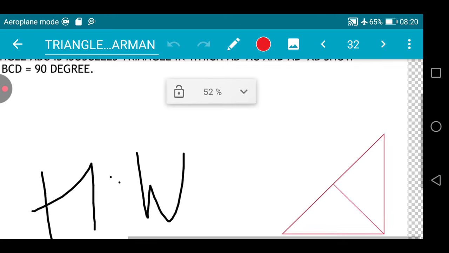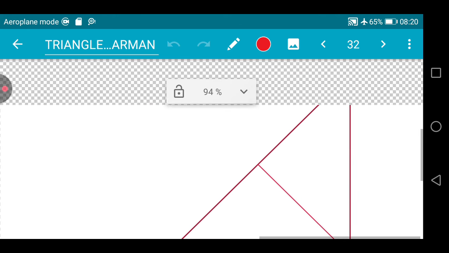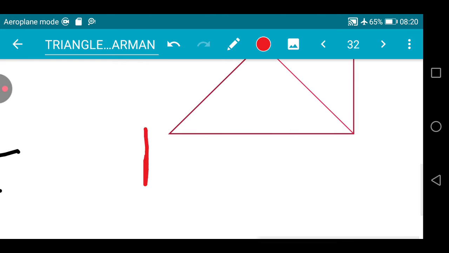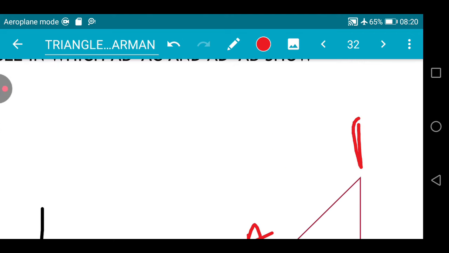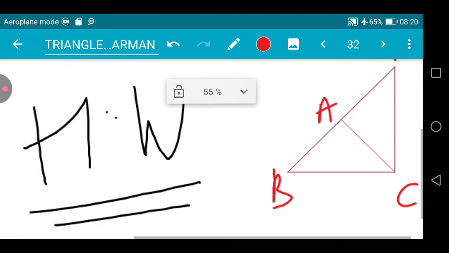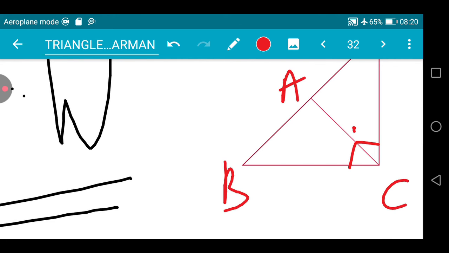This I am also marking in the figure. This is also an easy question that can be done. Here I am giving the hint: 90 degree.